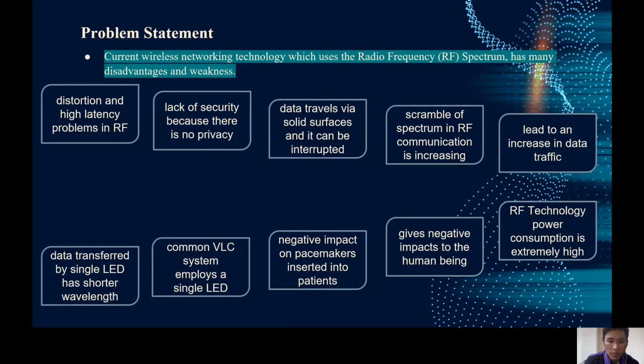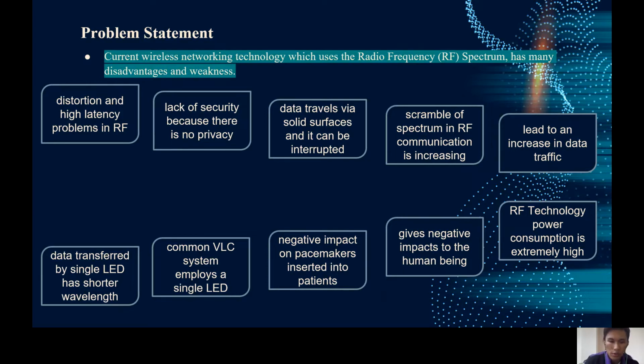Okay, this is the problem statement. Radio frequency technology has many disadvantages and weaknesses, including distortion and high latency problems. The RF technology also lacks security because there is no privacy, as the signal that transmits the data travels through solid surfaces and it can be interrupted momentarily. Plus, in RF communication systems, power consumption is extremely high compared to the OWC technology.